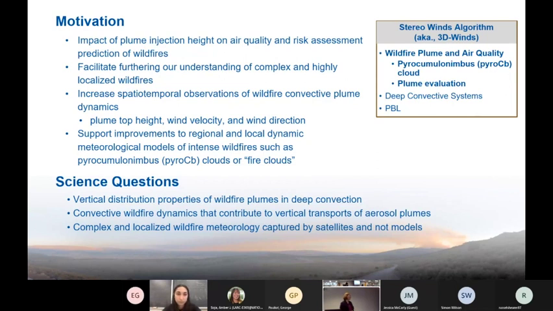And some of the questions that we're trying to address are, what's the vertical distribution of the properties of wildfire plumes in deep convection? What are the vertical transport and aerosol of these aerosol plumes, as well as the complex and localized wildfire meteorology that the models aren't capturing, but that we can see with those satellites. And so maybe we can inform modelers with these data sets and this analysis.